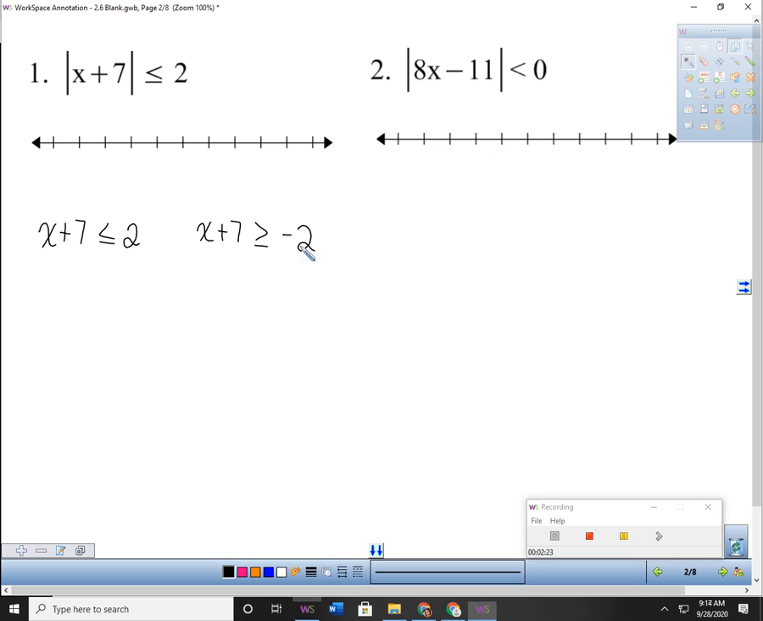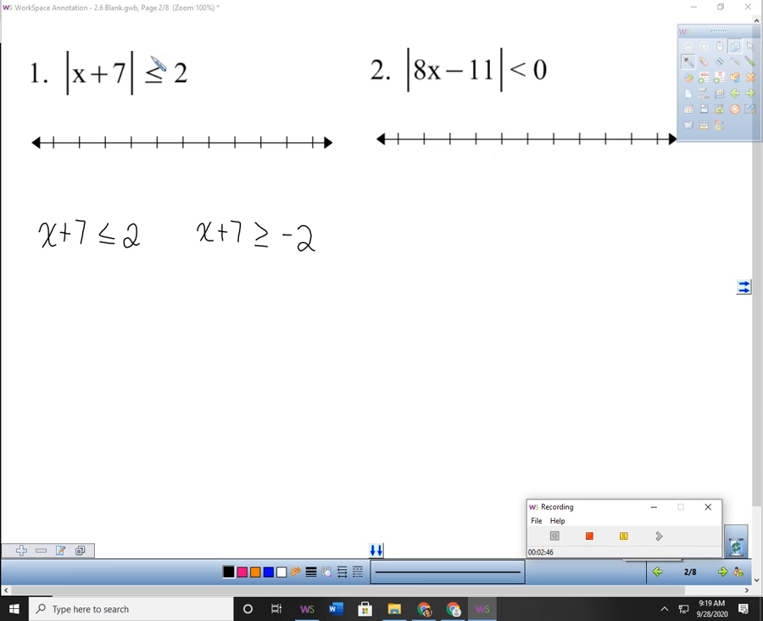Alright? So, just to reiterate, one of them will be what's in my absolute value, less than or equal to 2. That doesn't change, right? When you do the second one, you keep that x plus 7, flip your symbol, and change the sign of this over here.